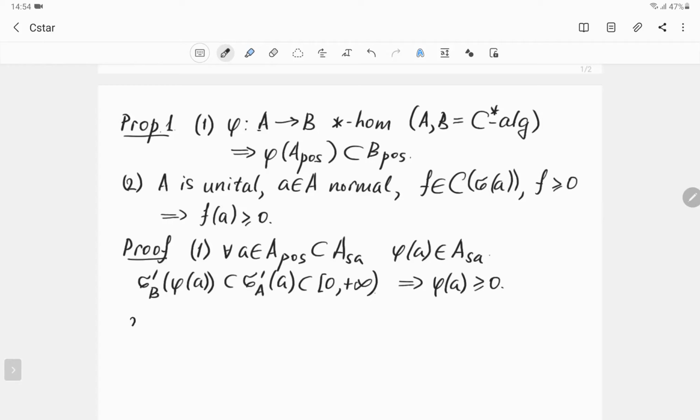And part 2 is actually a special case of part 1. We simply apply part 1 to the functional calculus. So the functional calculus of a is a star homomorphism from the algebra of continuous functions on the spectrum to A. And it takes non-negative elements to non-negative elements. So since f is non-negative, we conclude that gamma of f, which is the same as f of a, is positive.